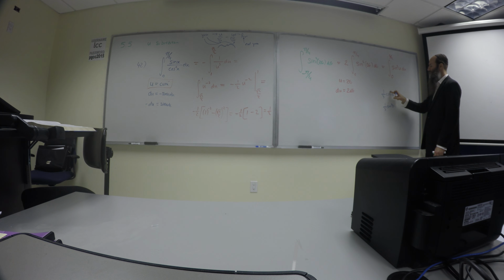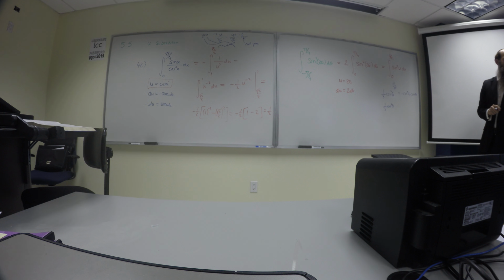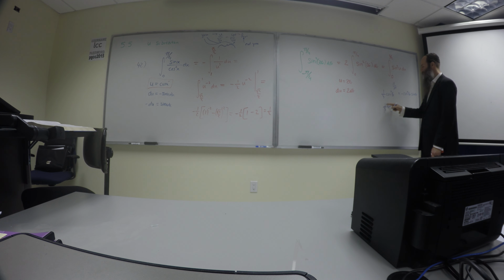Well, if you differentiate it, the 3 comes down, right? If you differentiate, what do you get? You get 1 over cos squared theta times negative sine theta. Is that right? That's what you get if you differentiate it. That's not our integrand.